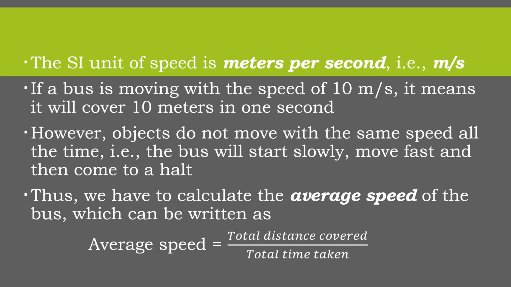If a bus is moving with a speed of 10 meters per second, it means it will cover 10 meters in 1 second. However, objects do not move with the same speed all the time. That is, the bus will start slowly, move fast and then come to a halt. It means the speed is changing. Thus, we have to calculate the average speed of the bus, which can be written as average speed equals total distance covered divided by total time taken.